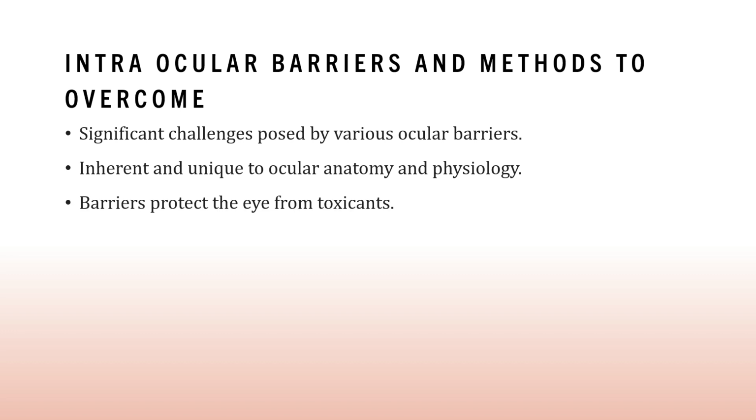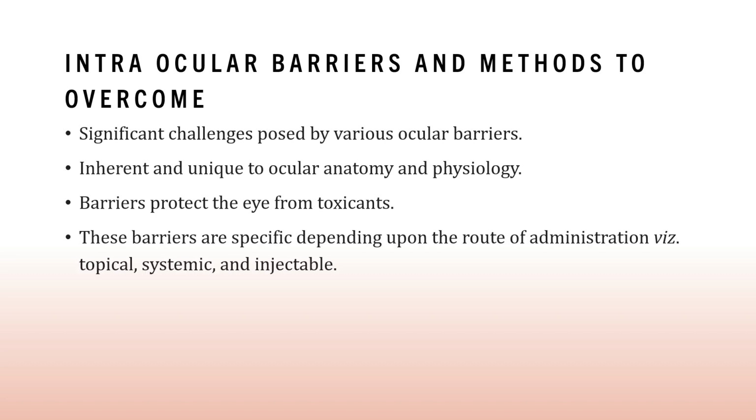So what is the use of these barriers? The major function of these barriers is to protect the eye from toxicants. If by chance anything goes into your eye, it should not directly reach the ocular tissue. So nature has devised our eye in such a way that its anatomy and physiology is uniquely created so that nothing can pass; these anatomical and physiological factors act as a barrier.